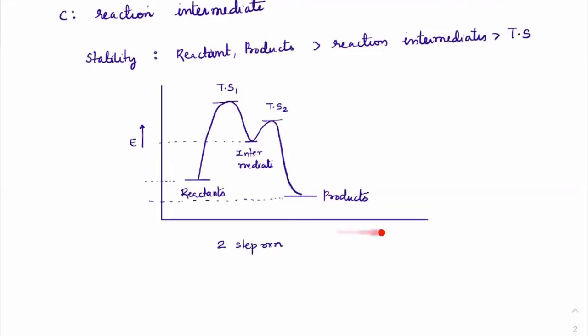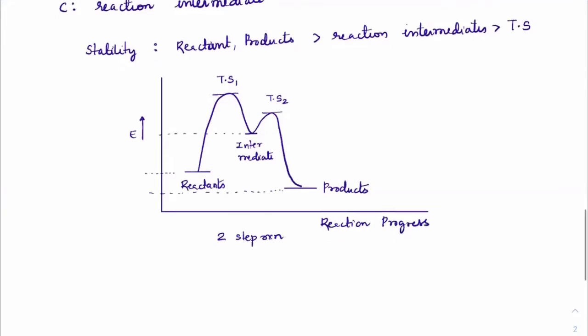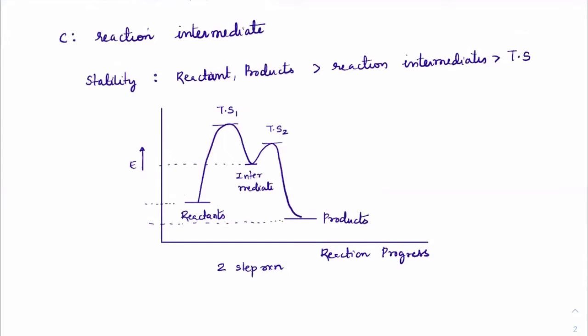And this x-axis is written as reaction progress. How the reaction is progressing with respect to energy is what this tells us. These graphs are very, very important as we go ahead. So please understand that whenever we see these graphs, it is about how the energy is changing for reactants and products throughout their entire journey.